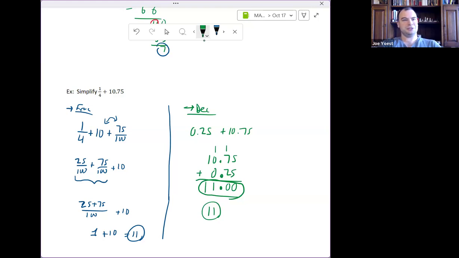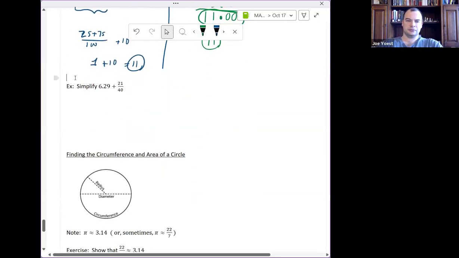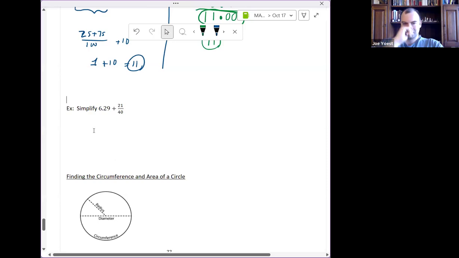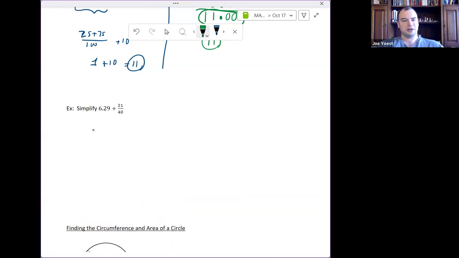In other problems, it might be easier to convert to fractions and carry out the simplification there. So for instance, 6.29 plus 21 out of 40, 21 over 40. Maybe here I'll convert everything to decimals. So I'll take this fraction, rewrite it as a decimal, and then combine it together with 6.29.